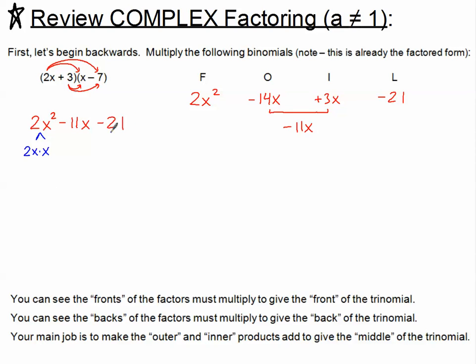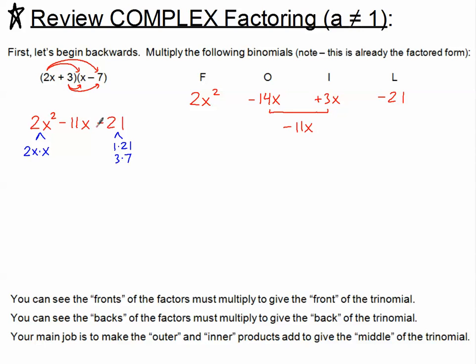Next, you can see that the last term, negative 21, is a result of multiplying the backs of our parentheses, the backs of our factors. So the backs of the factors must multiply to give the back of the trinomial. And that's why I split apart the last term. Now there's actually two options, 1 times 21 and 3 times 7. So I break apart the first to get the fronts of my parentheses. I break apart the last to get the backs of my parentheses.